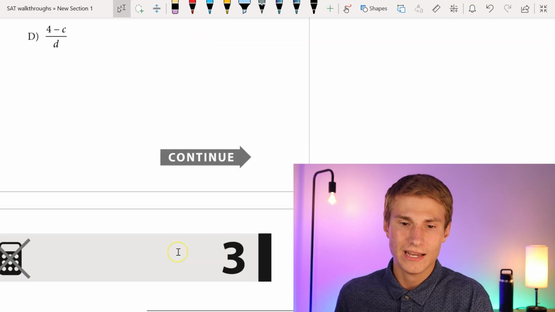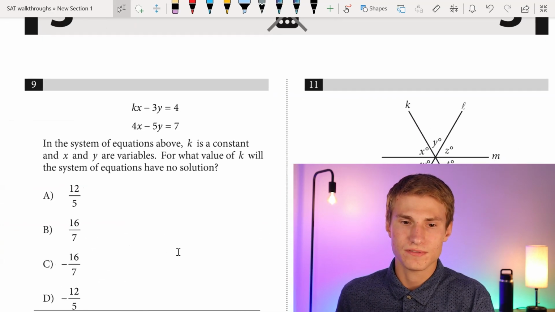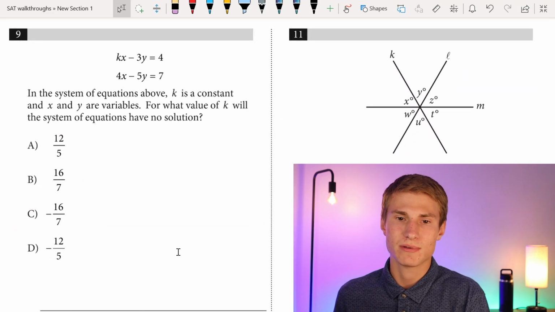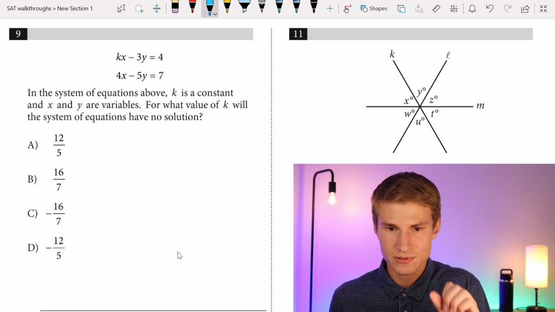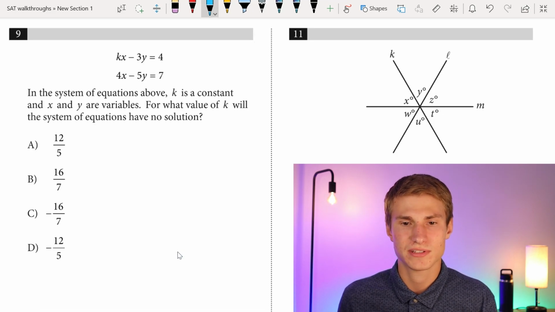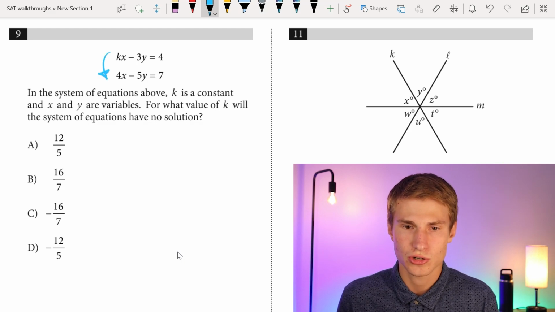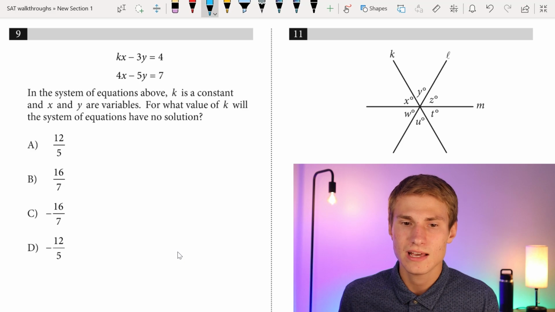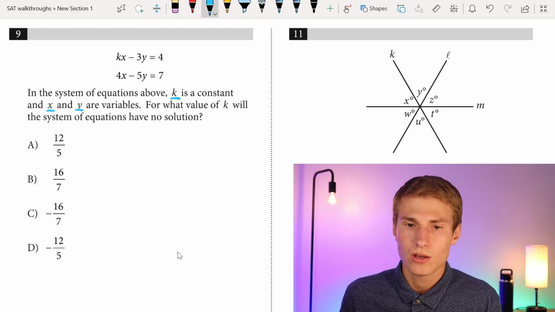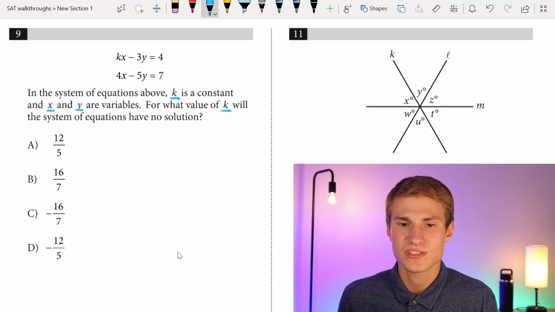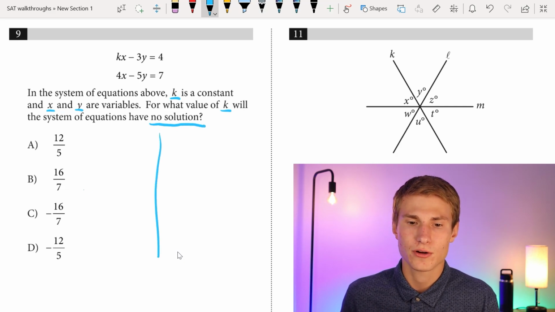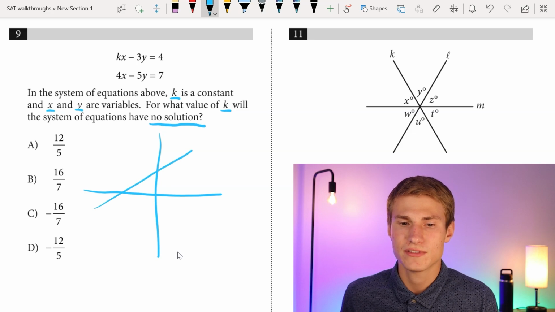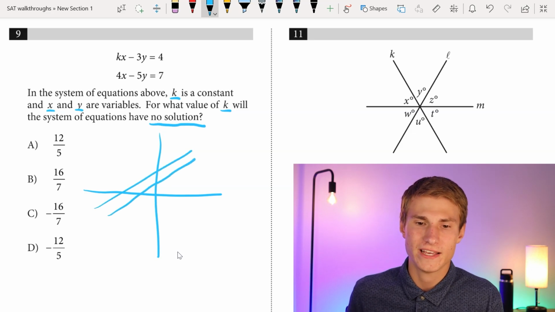All right, moving on to number 9. We see that for number 9, we've got another stacked equation set, so we might be looking to use that here. Now, sometimes you're not going to end up using the stacked equation set, but they just put it there to show you the formulas. In this case, we have a system of equations above. k is a constant, and x and y are variables. For what value of k will the system of equations have no solution? Well, keep in mind that there's no solution on a graph of equations when those equations have the same slope but different y-intercepts.